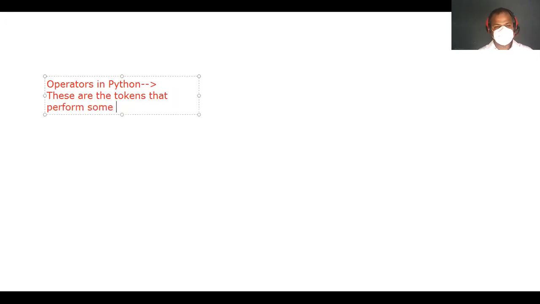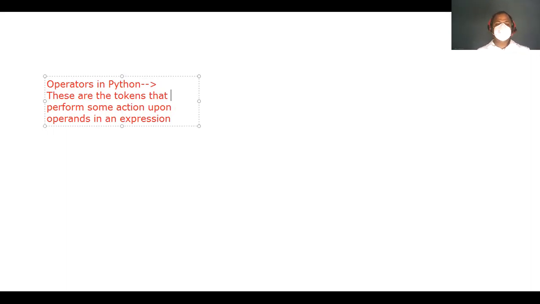So what is the topic of discussion for today? Let me write it. That is operators in Python. Let me write the definition for it. These are the tokens, as we are in tokens, that perform some action on operands in an expression. So that is all about the definition of operators in Python.